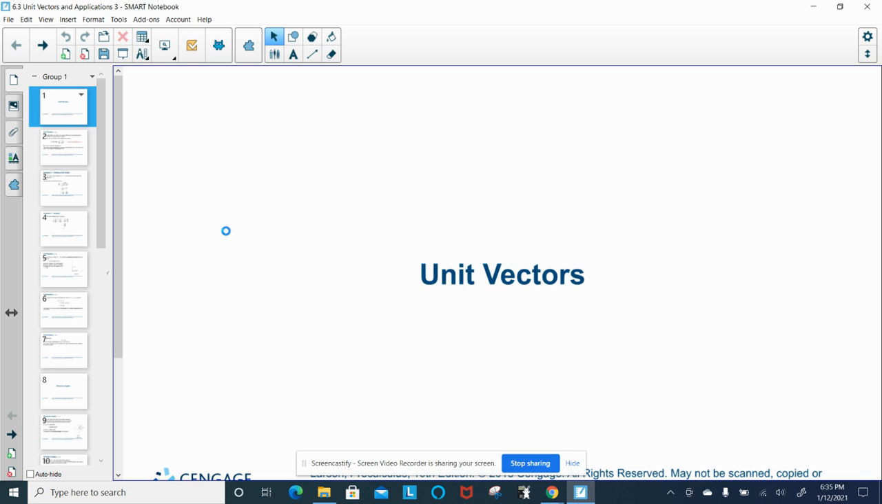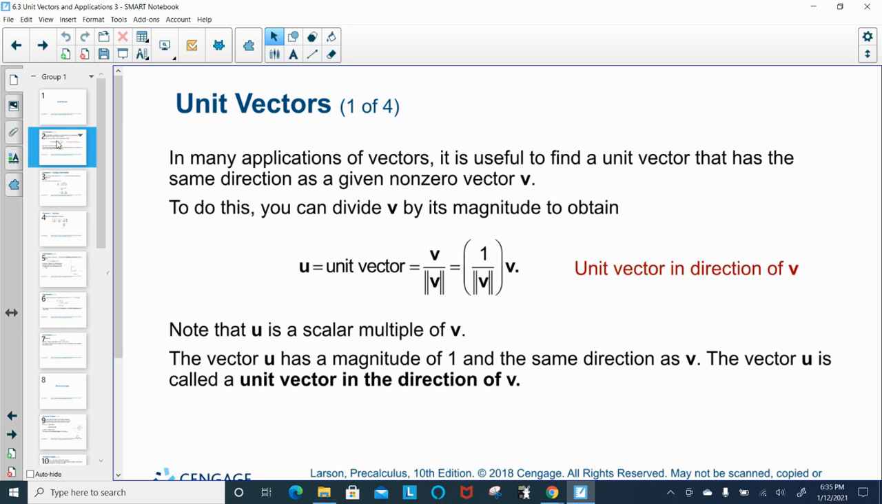Welcome to day 3 of vectors. Today we're going to talk about a particular type of vectors called unit vectors. To talk about a unit vector, we have to understand what a unit vector is first.